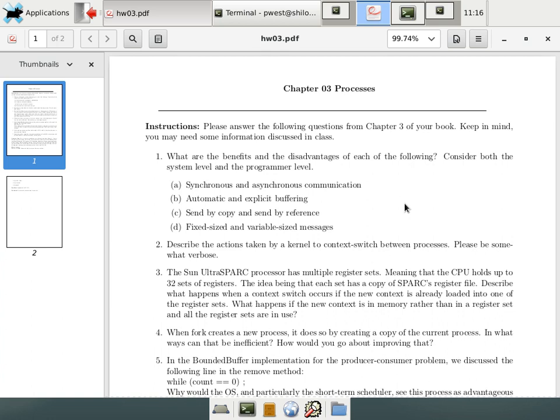You'll probably need to look up synchronous, automatic, copy, and then fixed. We talked about this indirectly from a high level. When you look at the definitions, think about what you think the advantages and disadvantages are. We talked about asynchronous and synchronous.